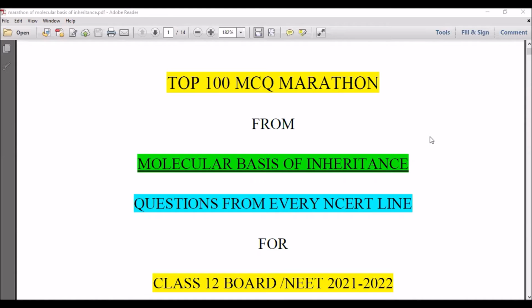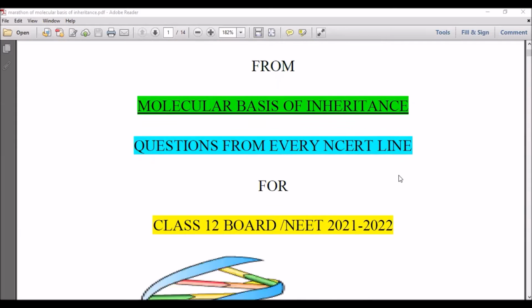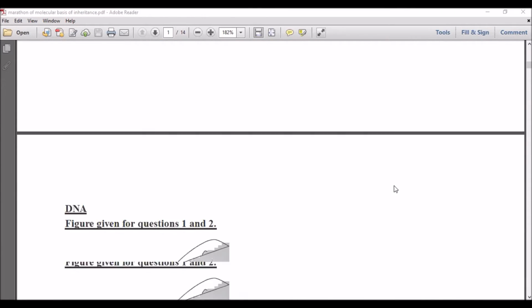Hello everyone. Today we will discuss the top 100 MCQs from the chapter Molecular Basis of Inheritance, and these questions will be important for your class 12 board examination as well as NEET 2021 and 22. So here comes the first question.